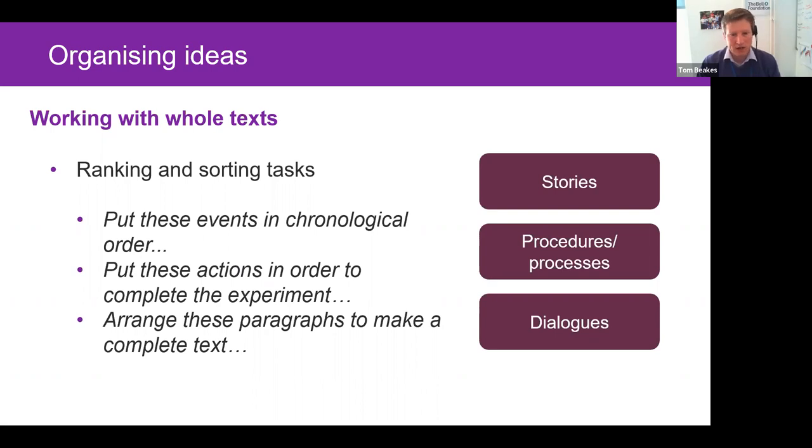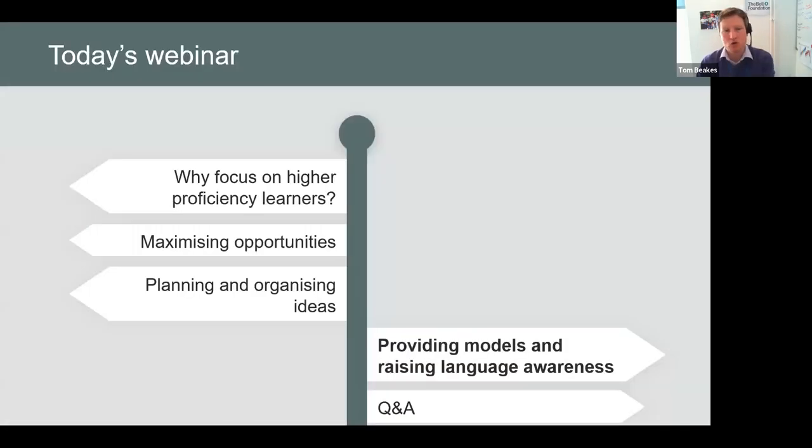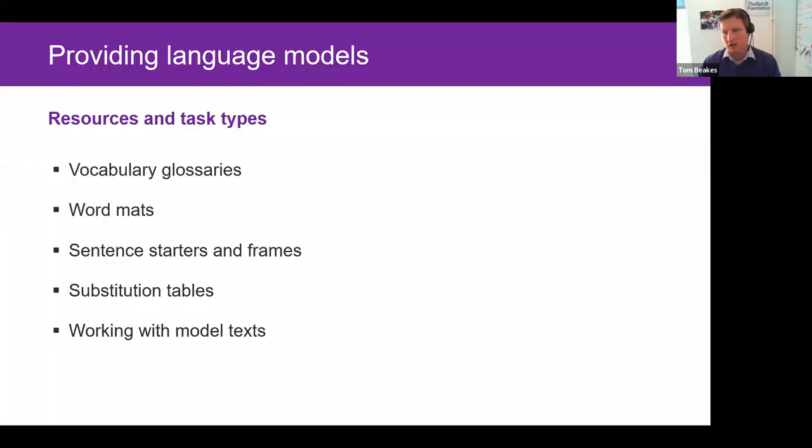And I think that links us quite nicely to our final strategy, which is this idea of providing models and raising language awareness. And again, this is really key with our higher level learners, to provide rich and varied models of language for them, and then to link that and make them aware of the language that we want them to use. So on the screen then, here is a list of pretty common, typical ways that we can provide language models to learners who are using EAL.